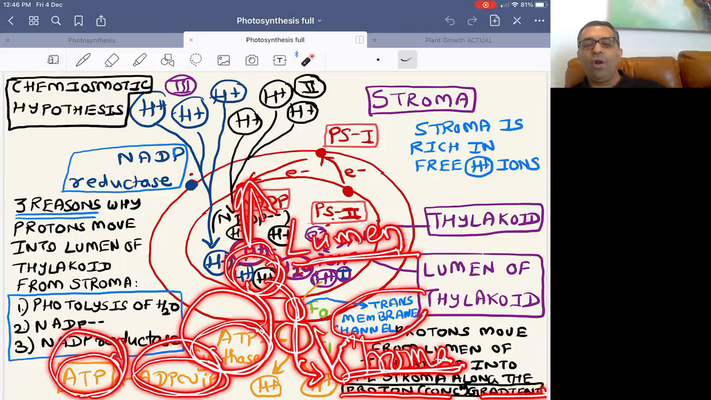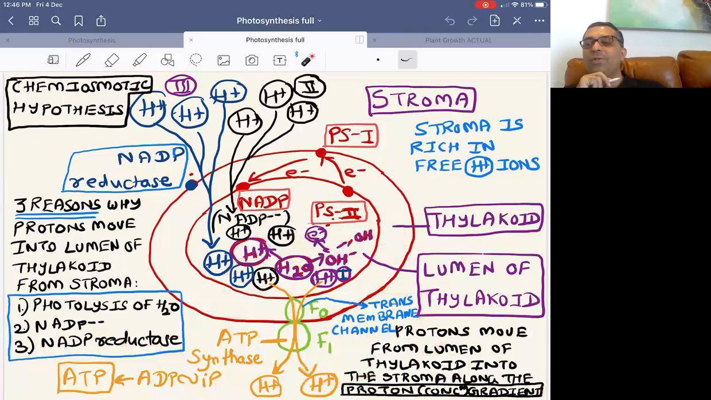What is this phenomenon called? Chemiosmotic hypothesis. What is it called? Chemiosmotic hypothesis. Beautiful, lovely process. So I hope you've understood. Remember this: ATP is formed due to which reason?